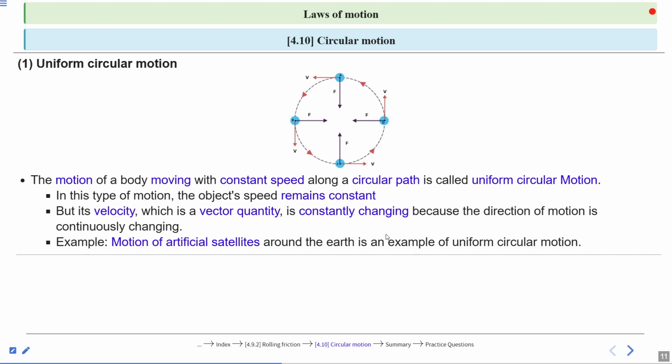Also, when a satellite moves around the earth, its speed is constant and its velocity changes at every point on the circular path because the direction of motion is continuously changing. Clear?